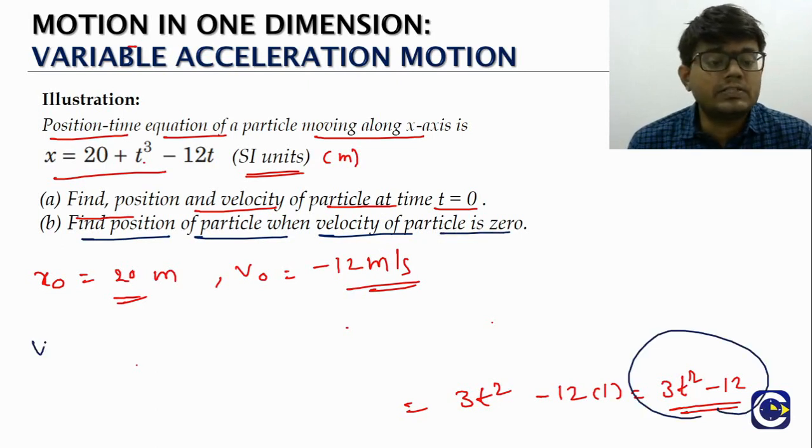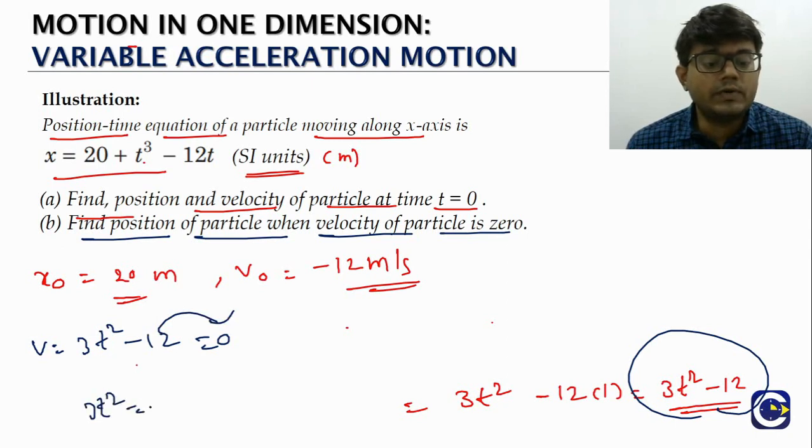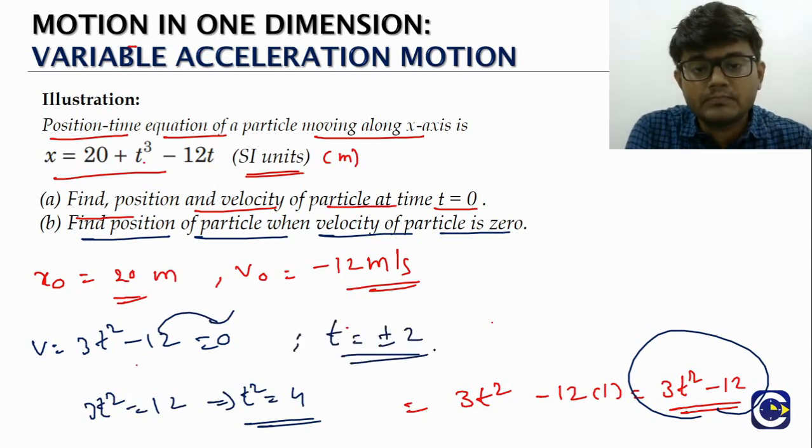What is the velocity function? The velocity function is 3t square minus 12. When it becomes 0, we have to equate it to 0, right? Equate it to 0, then what we'll get? 3t square is equal to 12, means t square is equal to 4. From here we'll get t will be equal to plus or minus 2, correct?